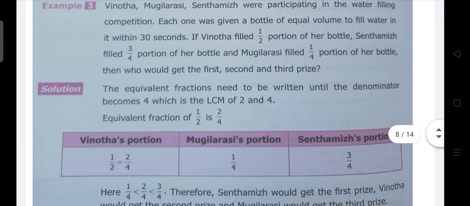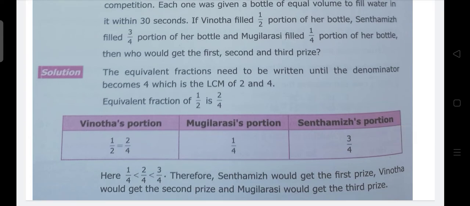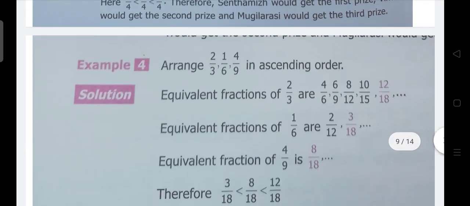Therefore Senthamil would get the first prize, Vinoda will get the second prize, and Mugilarasi will get the third prize. Right? That is writing in the ascending order 1/4, 2/4 and 3/4. Yes. Now arrange 2/3, 1/6 and 4/9 in ascending order.